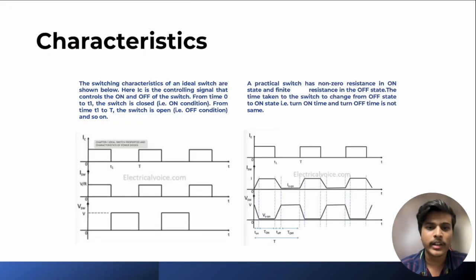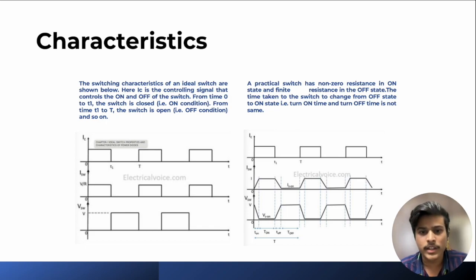Now let us see the characteristics of ideal switch. The switching characteristics of an ideal switch are shown below. Here IC is the controlling signal that controls the on and off of the switch. From time 0 to T1 the switch is closed. From time T1 to T the switch is open. These are the characteristics of the ideal switch.